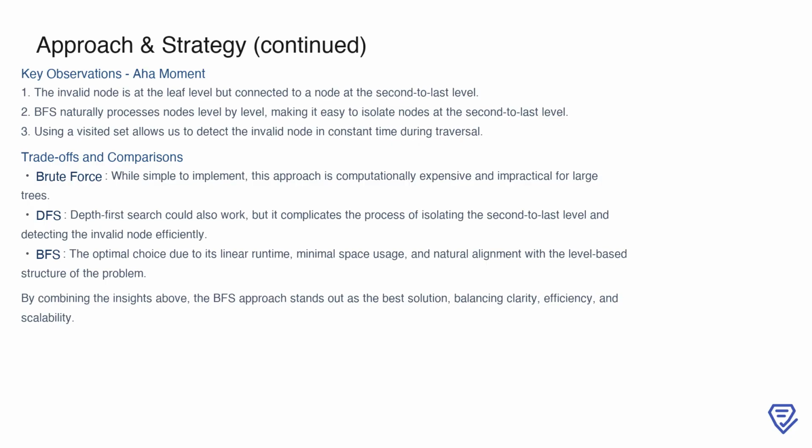First, the invalid node is at the leaf level, but it is improperly connected to a node at the second to last level. This specific placement allows BFS to isolate the second to last level naturally during its level-by-level traversal. Second, the use of a visited set enables constant time detection of the invalid node during the traversal, eliminating the need for additional passes.